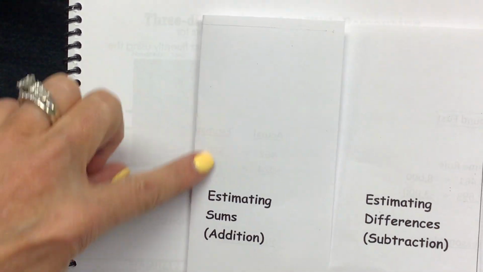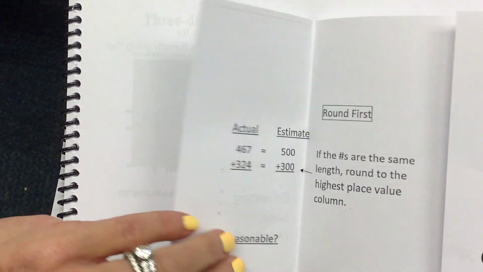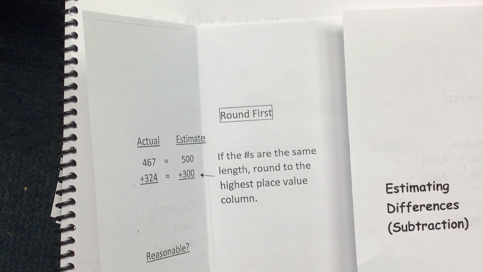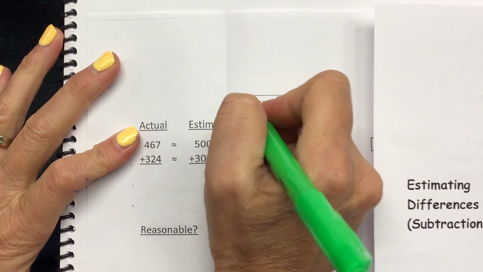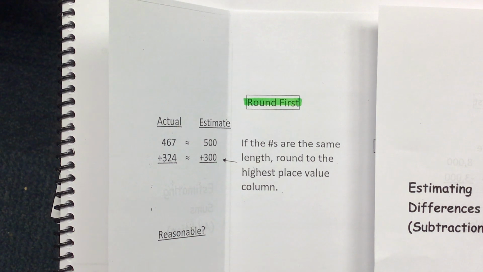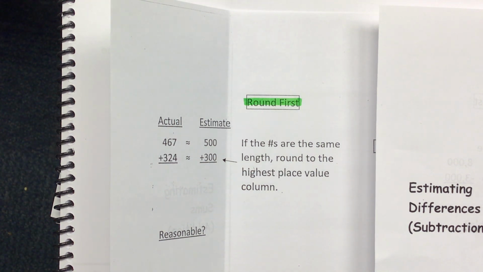Okay, so how do we estimate in addition? Here's the important information. This is the most important part. Round first. A lot of times I see kids go through and add it together and then round their answer. That defeats the whole purpose of estimating, because what's one of the reasons we estimate? To be quick. So it's not quick if we add and then round. It's quick if we round and then add. So round first. And then here are our rules for rounding.